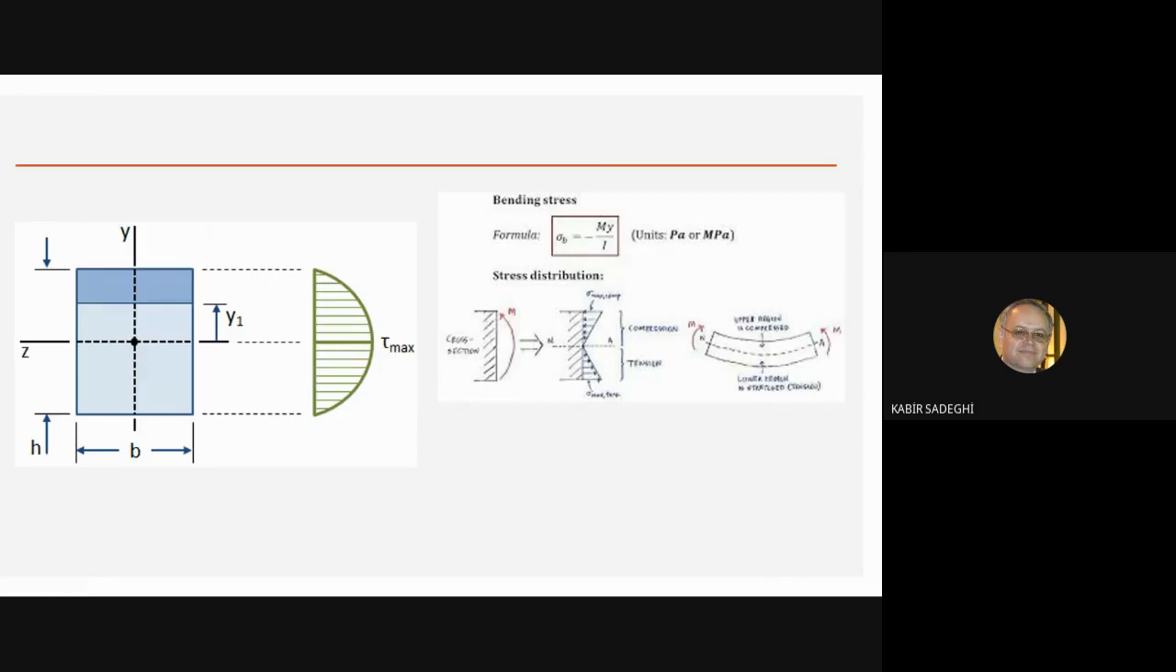At a section of the beam, you see the maximum shear stress is on the neutral axis, and tau max or v max is here. But in the same section, the maximum flexural stress is at the top and bottom, and at the neutral axis it is zero. Therefore, again, the locations of maximum flexural stress and shear stress are not the same. It helps everything. Otherwise, we would need a very strong section.